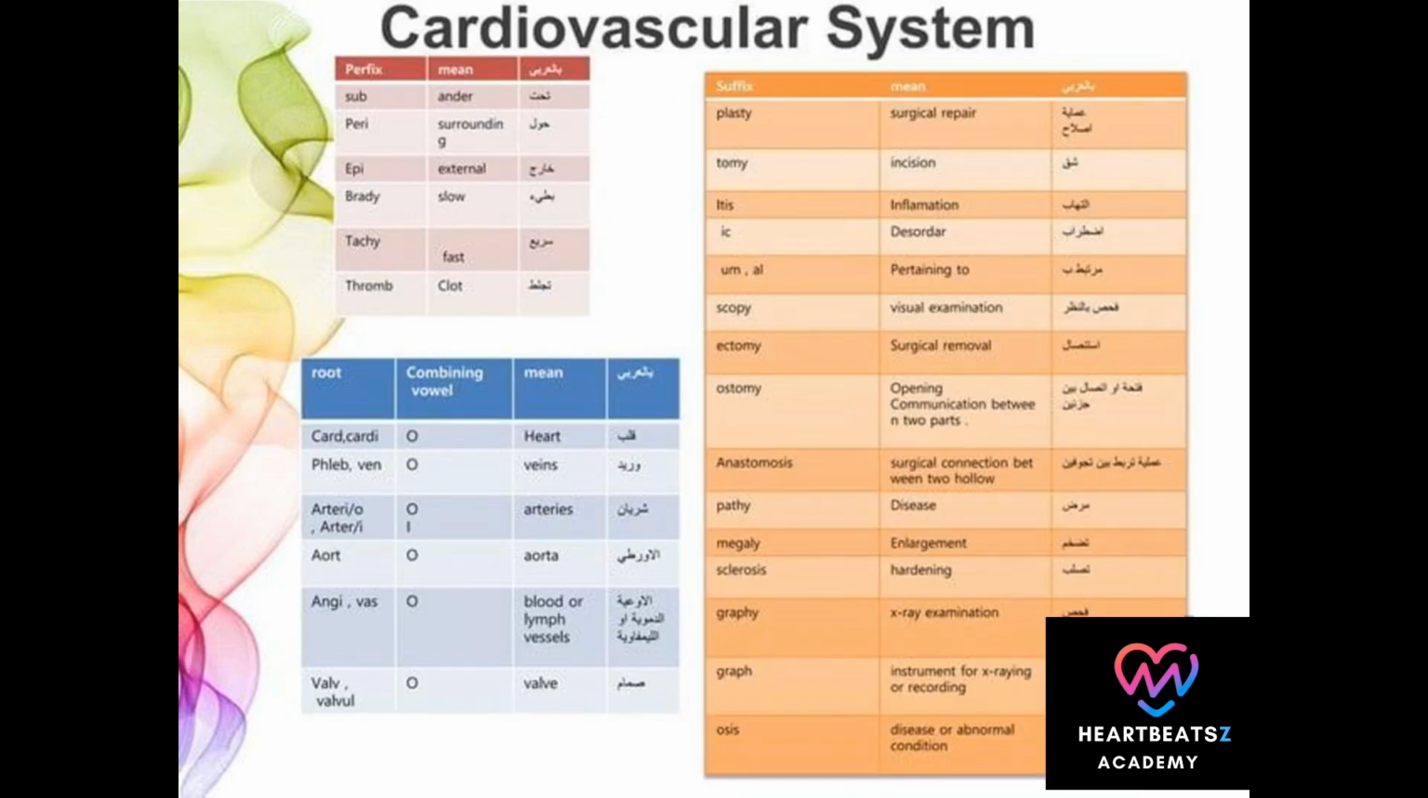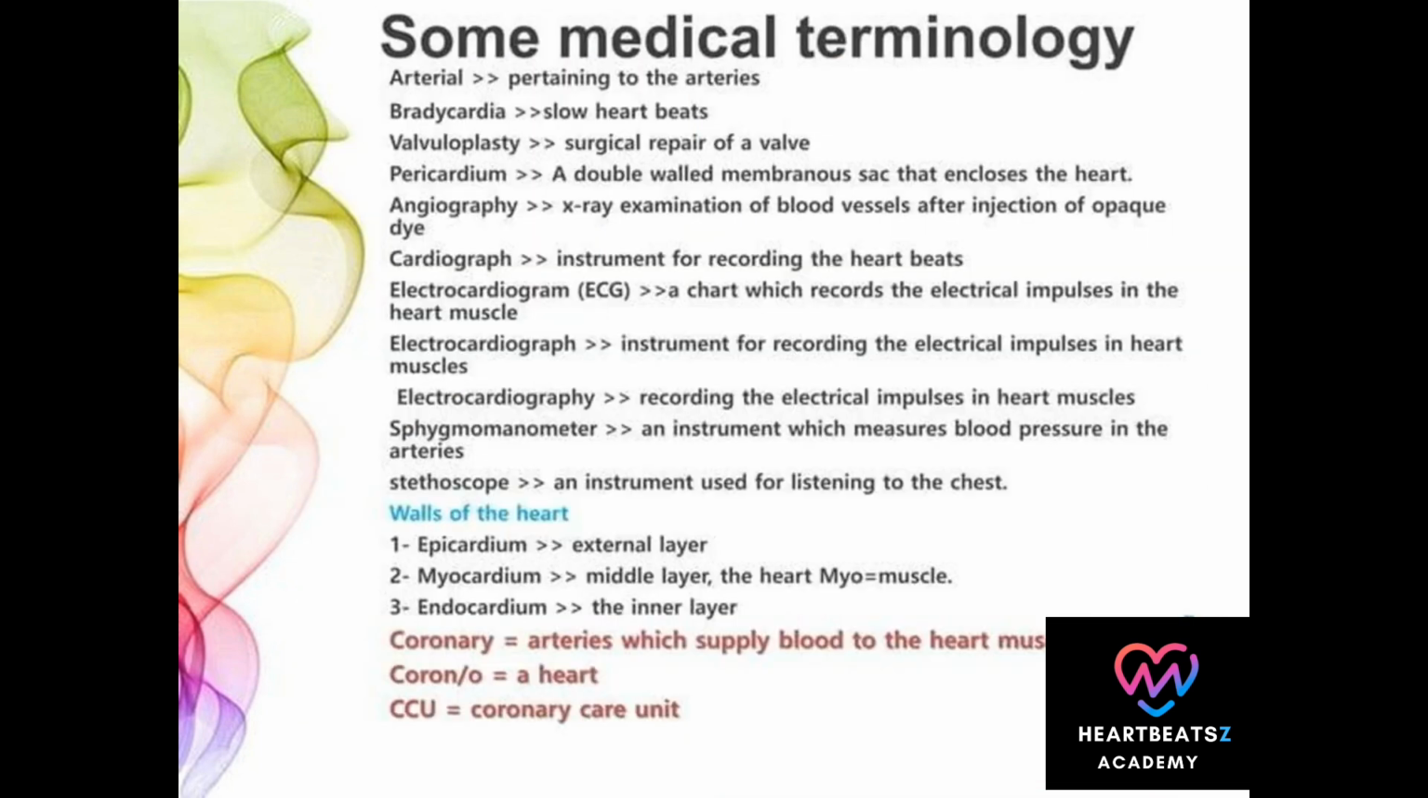Now, let's discuss the cardiovascular system. We have words like arterial, which refers to the arteries, and valvuloplasty, which is a surgical procedure used to repair a valve in the heart. We also have terms like pericardium, which is a double-walled membranous sac that encloses the heart, and electrocardiogram, which is a test used to measure the electrical activity of the heart.